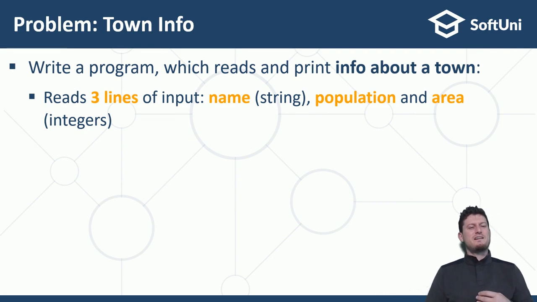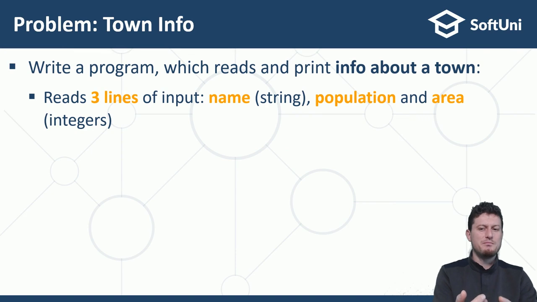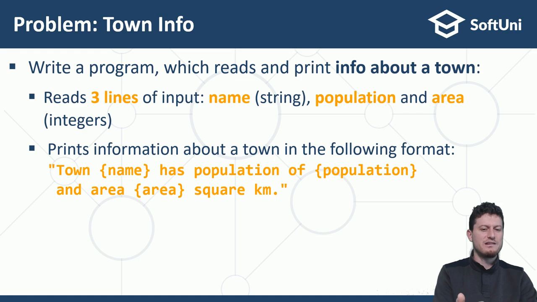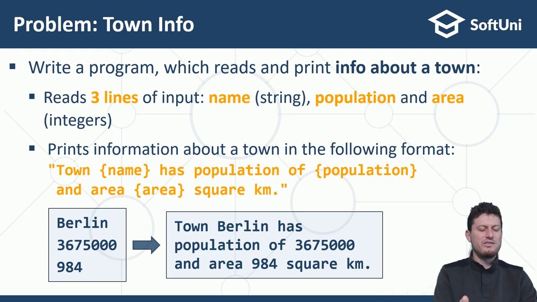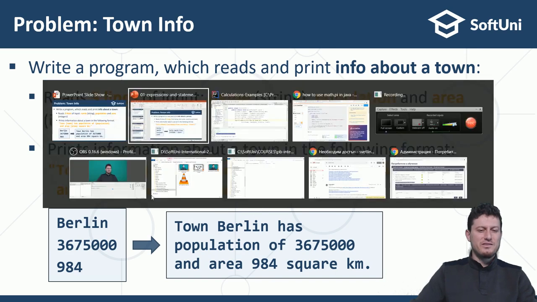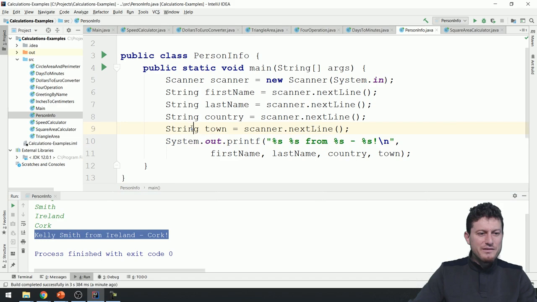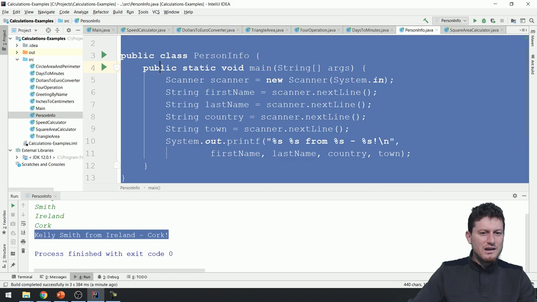So the next problem is called town info. It's very similar. It reads name, population, and area: 2 integers and 1 string. And it says the town of town name has population of population and area of area square kilometers. Just like this, town info. It's very, very similar. I will take this.